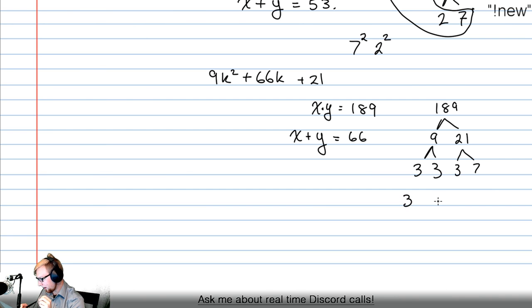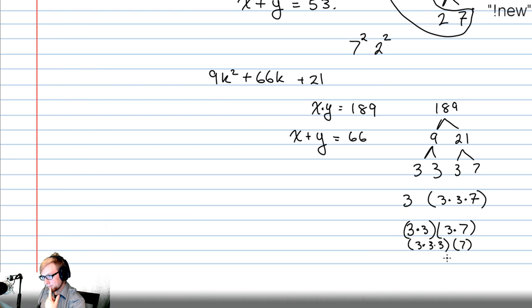Options is 3 times 3 times 3 times 7. Your second option would be 3 times 3 times 3 times 7. Third option would be 3 times 3 times 3 times 7. You know what I mean? Right. So that's a quick way to take a guess.